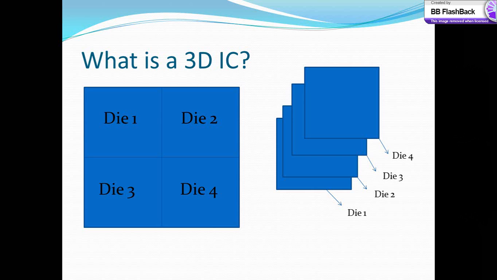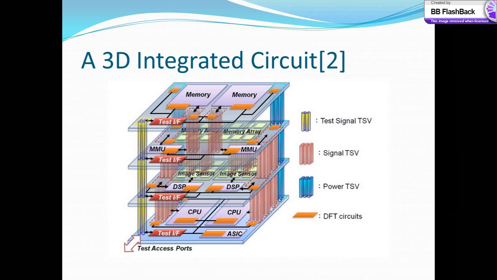So let's consider the figure on the left. We have 4 dies. Let's say we have a 2D IC. What we do is split that up into 4 equal halves, place them on top of each other and connect them by means of a TSV. This is an example of a 3D integrated circuit. It has power TSVs, signal TSVs, and also test signal TSVs. This shows a 3D circuit with a bunch of CPUs, special purpose coprocessors and memory, all connected together.